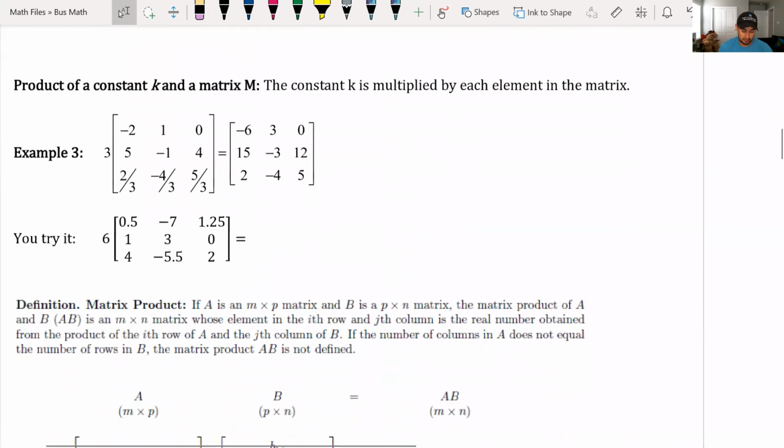All right, so this one says that you can multiply a matrix by some number, by some constant, k. So, for example, you have 3 times this whole matrix. So what you're going to do is multiply every element inside that matrix by 3. And you see it becomes -6, 3, 0, 15, -3, 12, 2, -4, 5. That's it. All you do is multiply every element in the matrix by the number on the outside. So we're going to try it here.